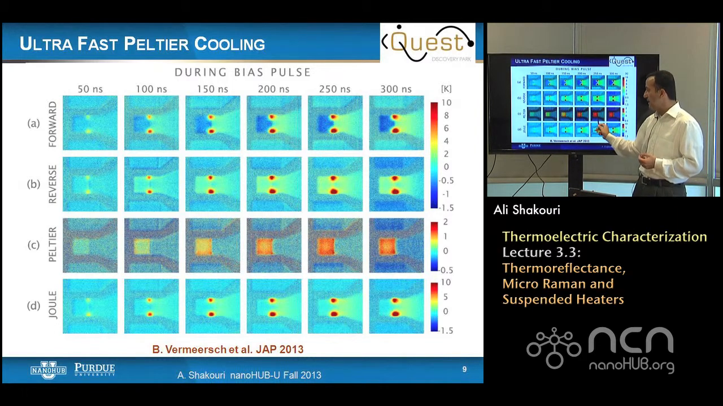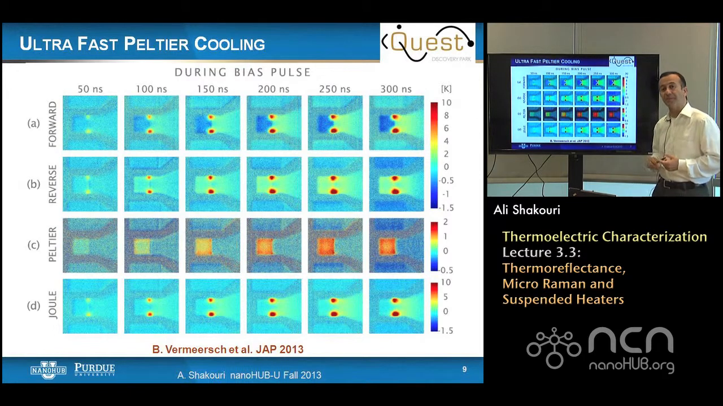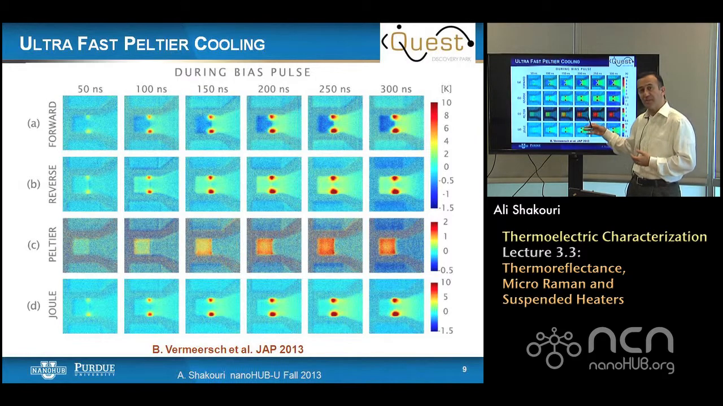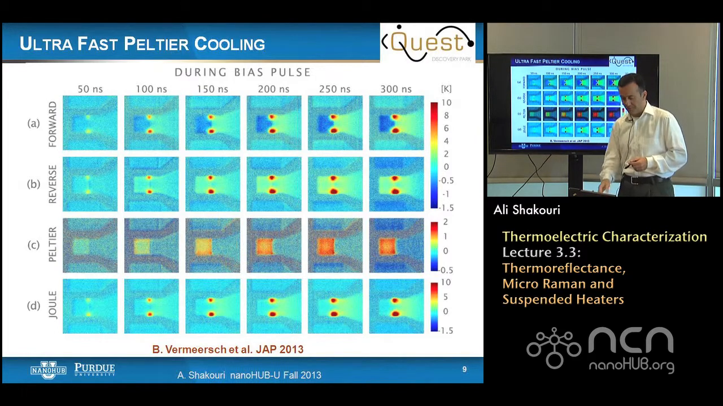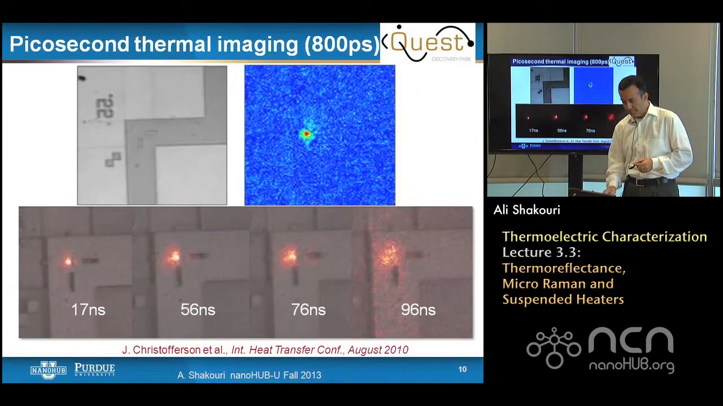You can see the Peltier effect is really concentrated at the metal-superlattice junction, while the Joule effect is happening everywhere, including at, for example, this bad electrical contact. These bad electrical contacts don't show up in the Peltier image. So these are examples of how fast thermal imaging can be used to distinguish the physics of where is the Peltier and where is the Joule effect.